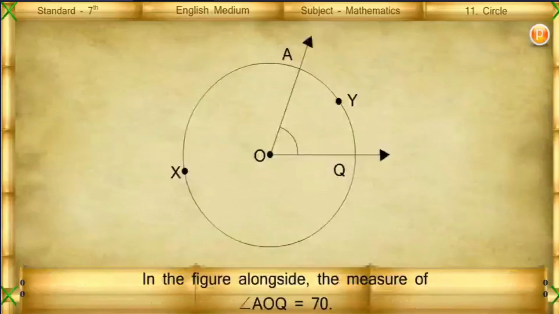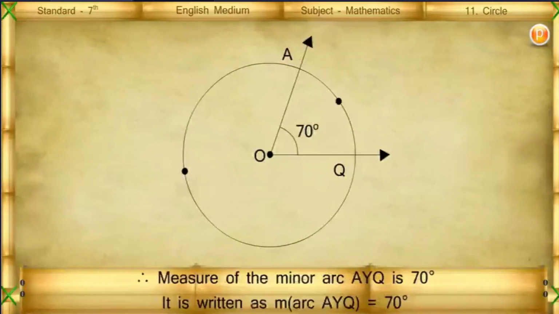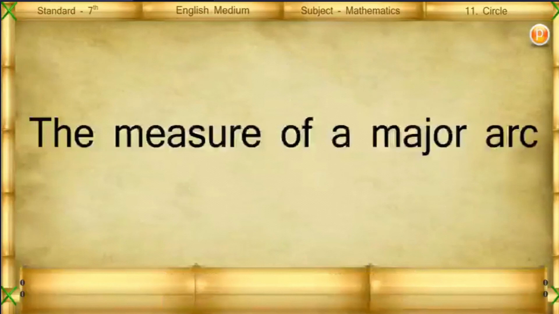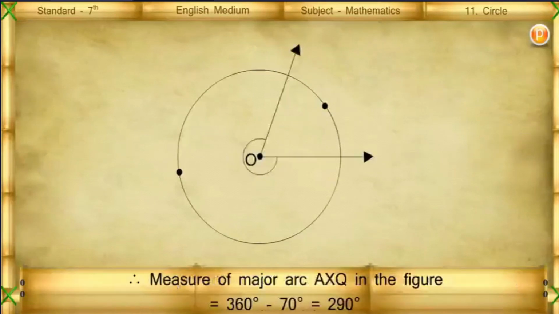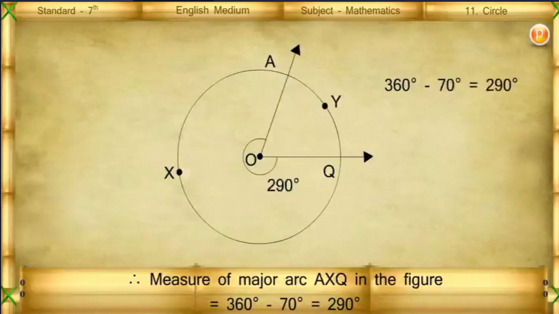The measure of a minor arc. In the figure alongside, the measure of angle AOQ is equal to 70. Therefore, measure of the minor arc AYQ is 70 degrees. It is written as measure of arc AYQ is equal to 70 degrees. The measure of a major arc is equal to 360 degrees minus measure of the corresponding minor arc. Therefore, measure of a major arc AXQ in the figure is equal to 360 degrees minus 70 degrees is equal to 290 degrees.